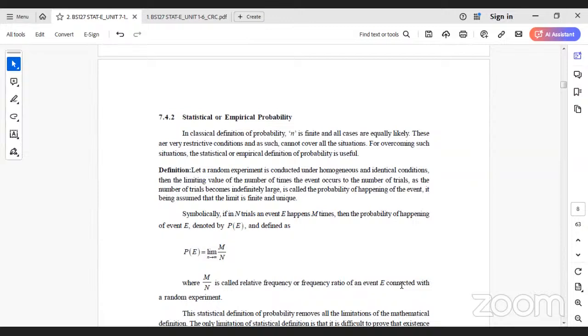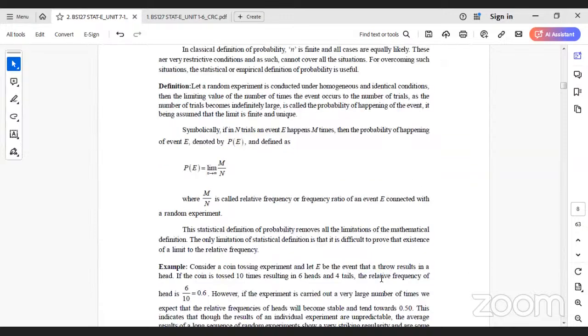Symbolically, if in n trials an event E happens m times, then the probability of happening of event E is denoted by P of E equals limit n tends to infinity of m by n, where m by n is called the relative frequency or frequency ratio of event E connected with a random experiment. This is the statistical definition. Probability removes all the limitations of the mathematical definition. The only limitation of the statistical definition is that it is difficult to prove the existence of a limit of relative frequency.